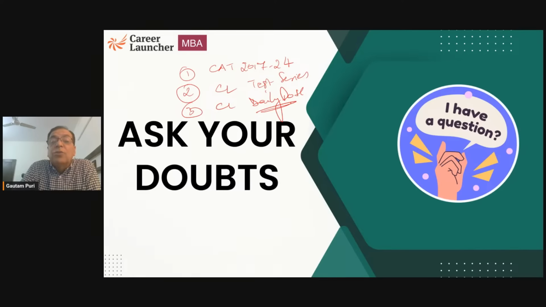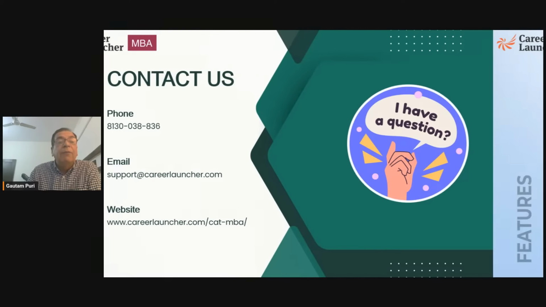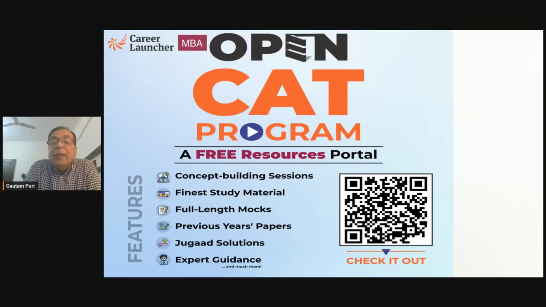If you are not a Career Launcher student and you're preparing on your own, you can go to what we call OpenCat. If you are a self-prep student, please scan this QR code and join OpenCat. All resources are free, nothing is charged for. It has concept building sessions, study material, full length mocks, previous year's papers, and yes, my Jugaad solutions of Quant and DILR are also there. If you're a self-prep student, you should definitely be here. Just scan this QR code, go there, register, and start doing it.